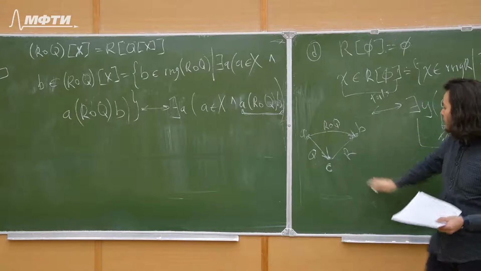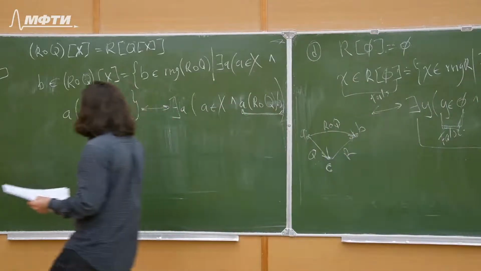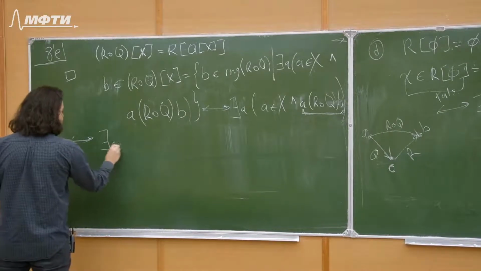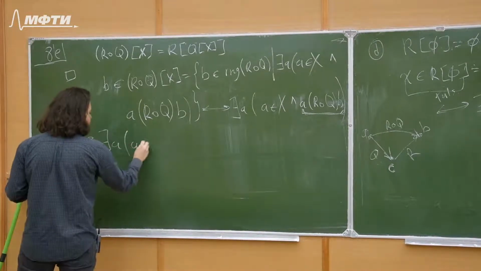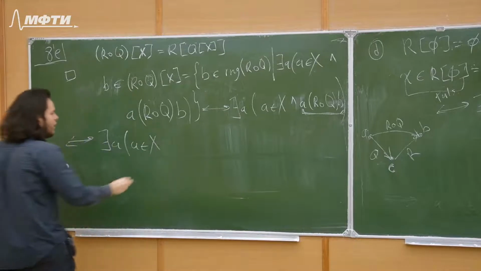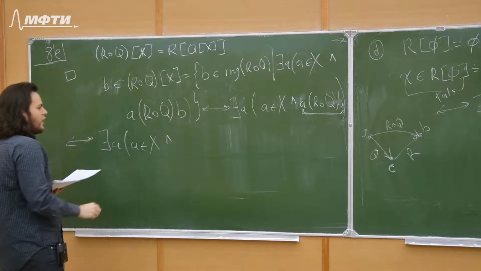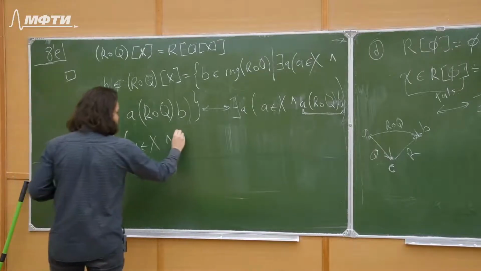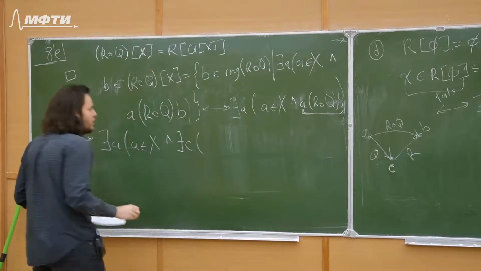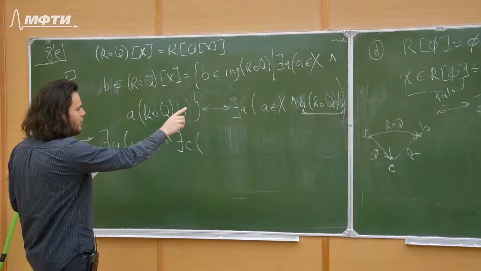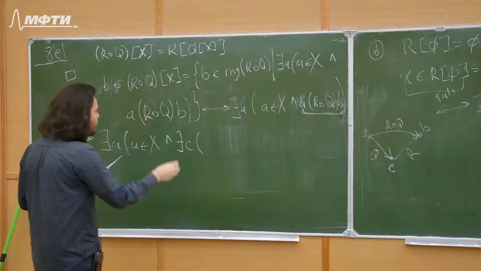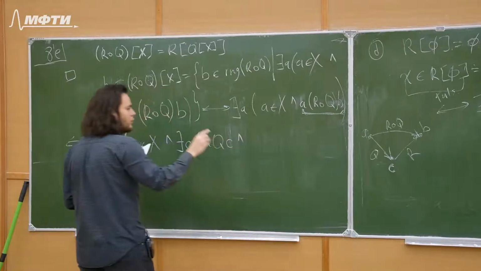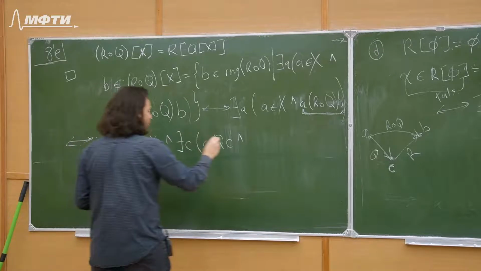So by definition, this is true if and only if there exists an A such that A belongs to X and there exists some C such that A Q C and C R B.